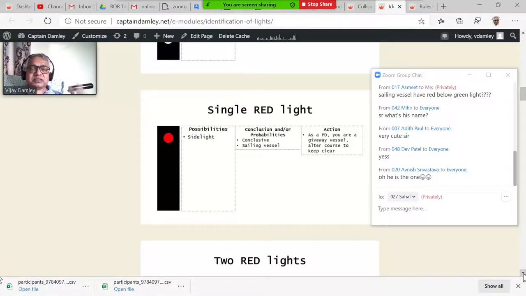This is for a specific type of sailing vessel and is optional. A normal sailing vessel need not show those red-over-green lights; they can just show simple side lights.